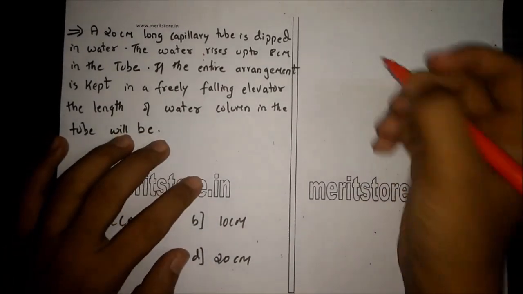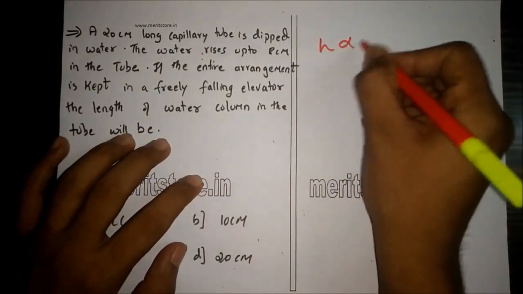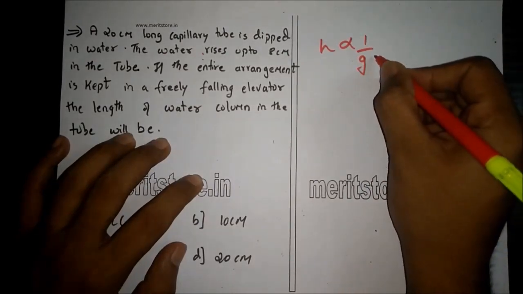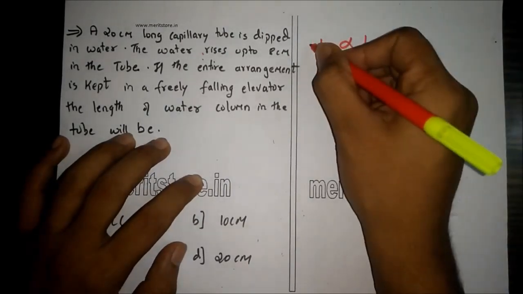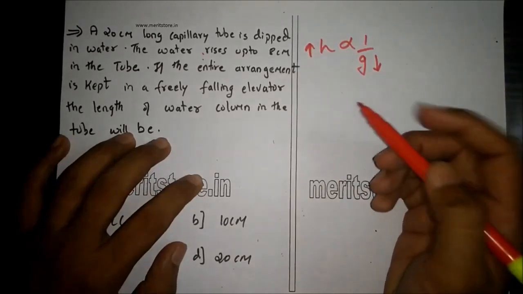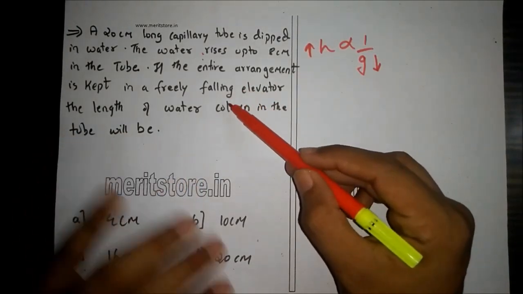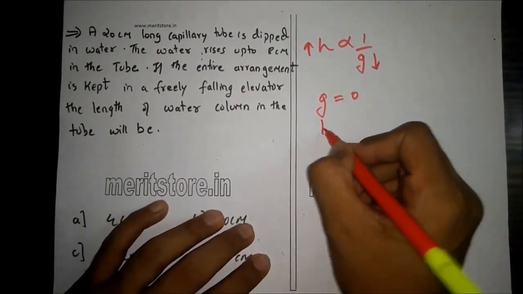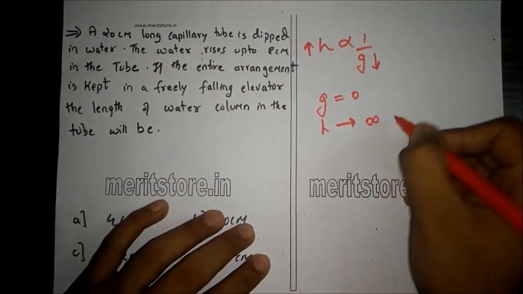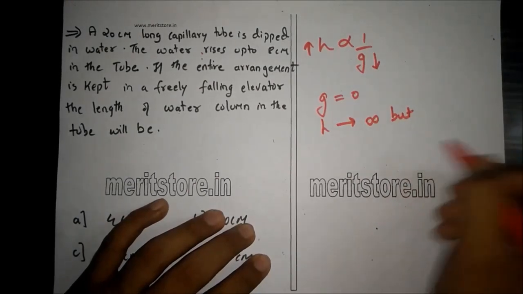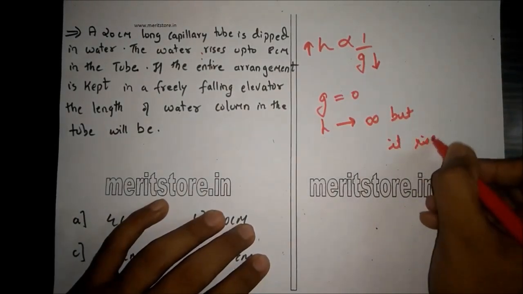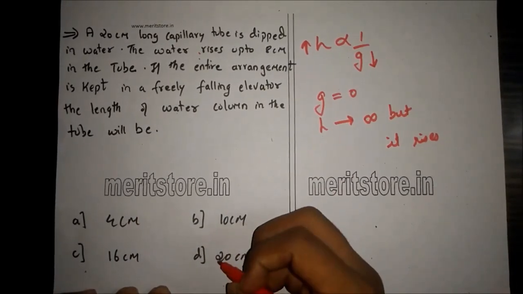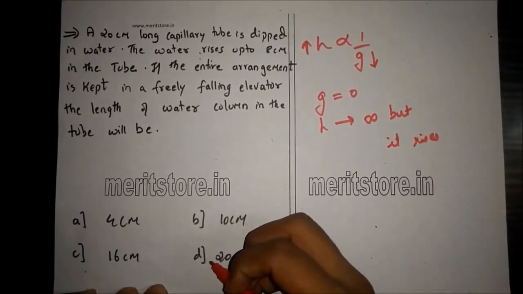Now we know that h is inversely proportional to g. Therefore, if the acceleration due to gravity decreases, h will increase. Now, this arrangement is kept in a freely falling elevator. Therefore, here g is equal to 0, so h is basically infinity. But it rises to the full length. Therefore, the water column will be 20 centimeter, and the correct answer is option D.